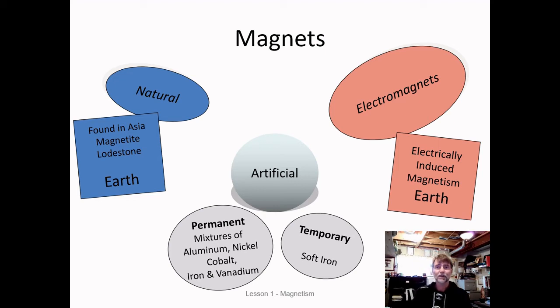Okay, so let's get started. Lesson 1 is magnetism. Okay, so here we go. We've got natural magnets, we've got artificial magnets, and we've also got these things called electromagnets, which are a really big deal and kind of the whole point of why we have to go through this conversation. But let's work our way towards that.